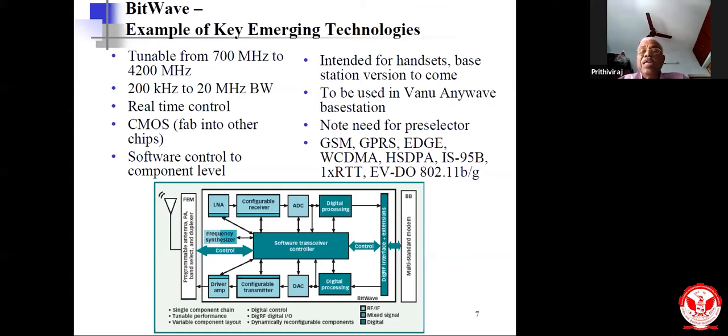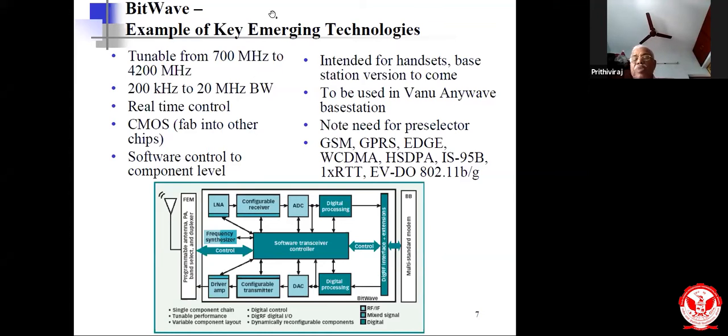Then the next point is intended for handsets, base station version to come. And the thing which we'll be discussing next can be used in any wave base station, which we'll be discussing in the next presentation. And note the need for pre-selector, and of course, encompassing this great family of cellular as well as WLANs. That means you can take off from GSM, go to GPRS, then go to EDGE, which is an advanced version, just before getting into CDMA. Then we have wireless CDMA and HSDPA, which we discussed yesterday, and all this on the pan-European standards.